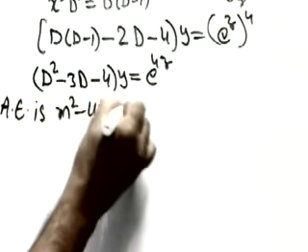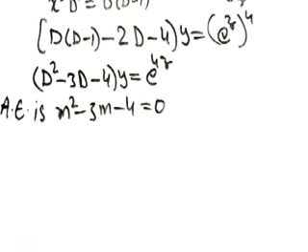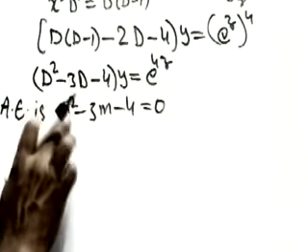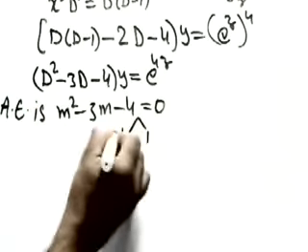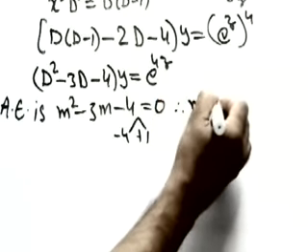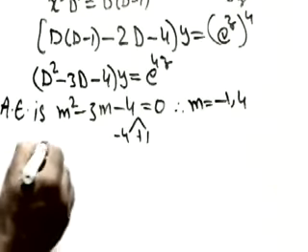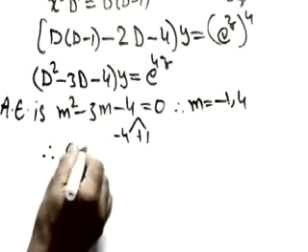Now the auxiliary equation is m square minus 4m minus 3m minus 4 equals 0. It's easy if you use the calculator, no problem, you will get the correct answer. But if you want to factorize, the two ones are minus and plus. So from the calculator you will get m equals minus 1, 4. M equals minus 1, 4.